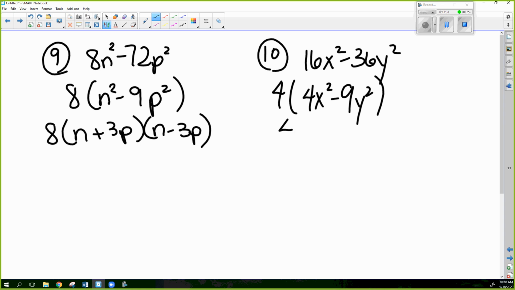Luckily, we still have a dots, so we need to keep going. Make sure you keep that GCF in front. Okay?